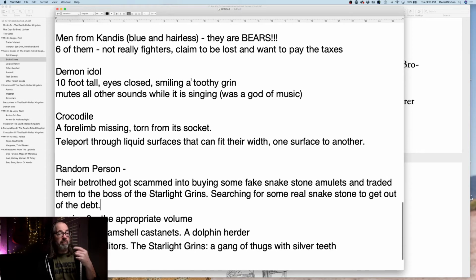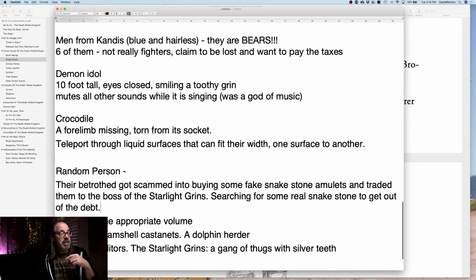So I already rolled the demon from last time. It'll be a fun one, too, because it mutes all sounds while it's singing. That's pretty awesome because a lot of times when she's been fighting some of these bigger monsters, she's been using spells, and this is going to hurt that.